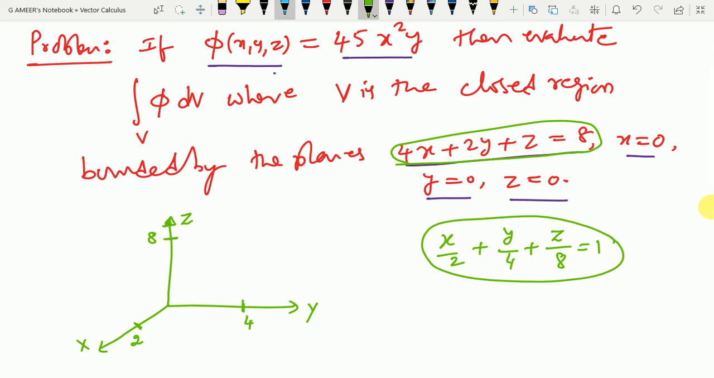Now you see the plane equation. The plane equation has the boundaries x equal to 0 to 2, y equal to 0 to 4 and z is equal to 0 to 8. But the region of integration is important here. This is the entire region we need to calculate. See, how to calculate the region of integration is important. So the volume element we need to take here.